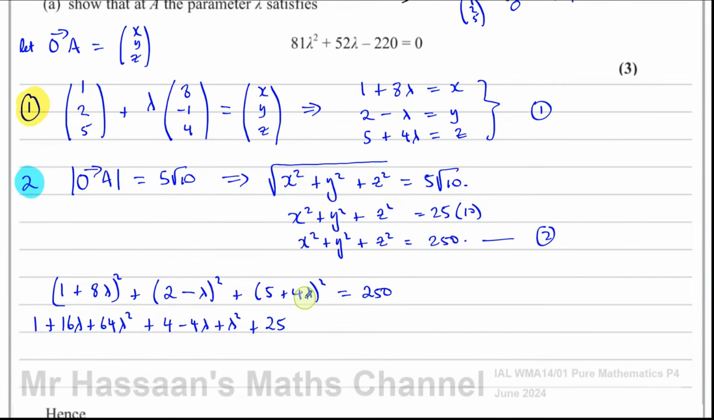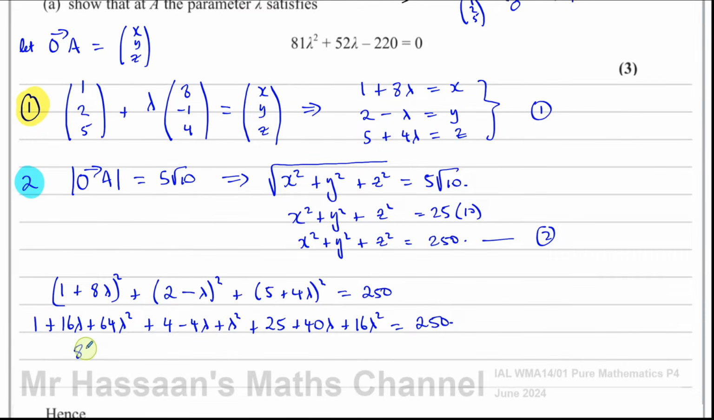5 times 4 is 20, so it's 20 lambda. Doubled is plus 40 lambda. Plus 4 lambda, when you square it, gives you 16 lambda squared. And that's equal to 250. So we have here 64 lambda squared plus 1 lambda squared, that's 65 lambda squared. 65 plus 16, that's 81 lambda squared.